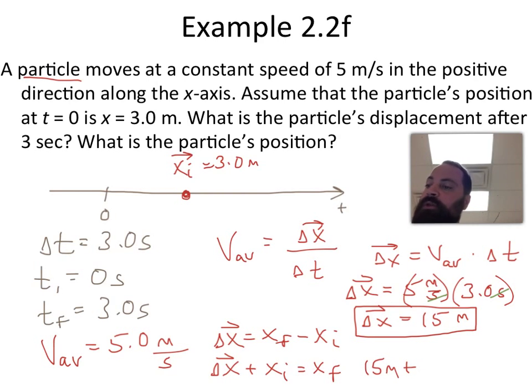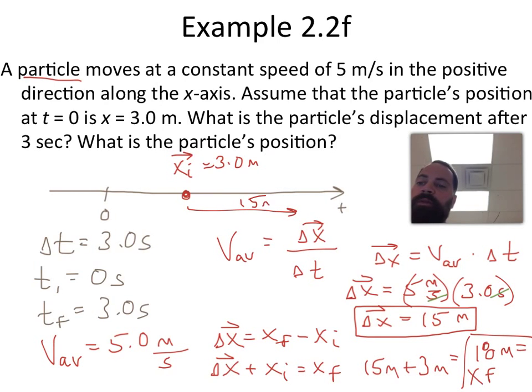Plus what's our initial position? Well, we're told that right here. 3 meters. And I think you know where this is going. 3 meters is going to equal our final position. So that would be 18 meters. That is x final equals 18 meters. And that makes sense because if you start at x equals 3 meters and you move 15 meters that way, your final position is going to be 18 meters. Let me add those up.